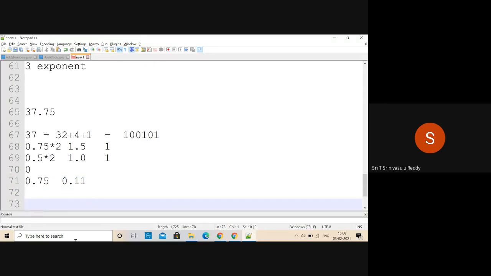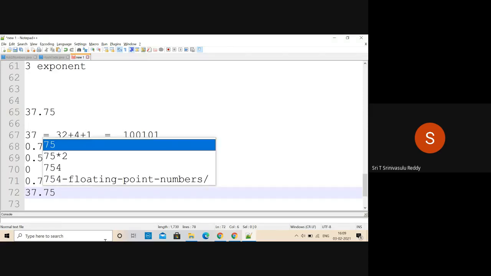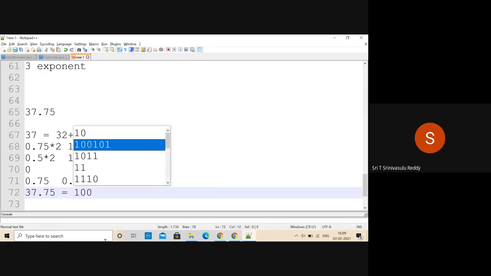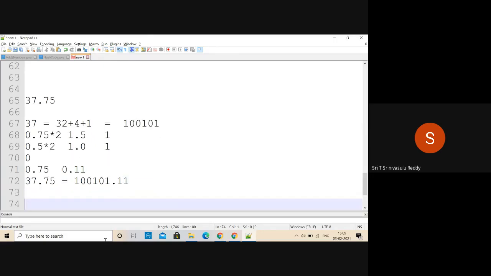0.11, because it is nothing but 1 by 2 plus 1 by 4. The weight of the first position is 1 by 2 and the weight of the second is 1 by 4. 1 by 2 plus 1 by 4 is 0.75. That's why it is. So 37.75 in binary form is 100101.11. This is the actual number.